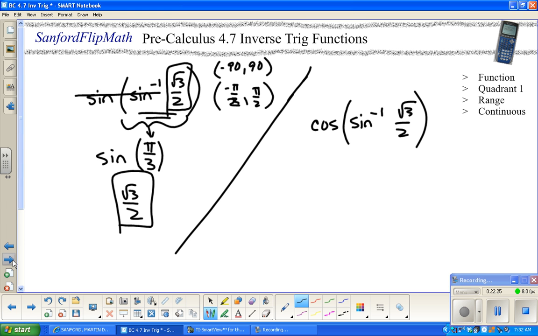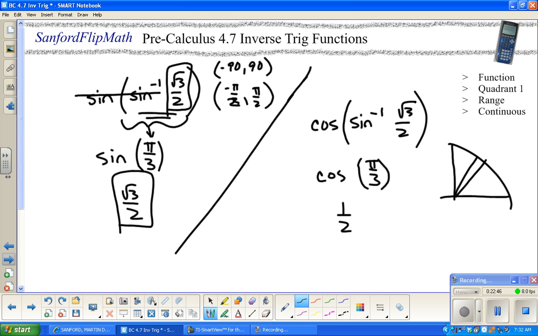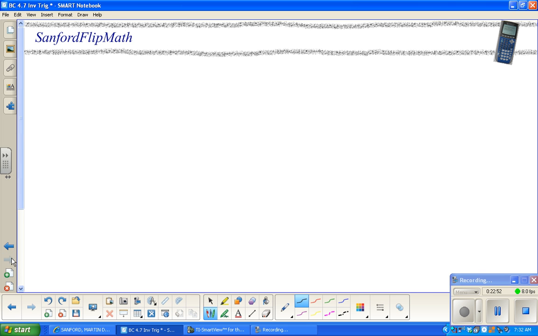Then we'll do one more problem after this, and it's going to be a little different than that. Okay, so inverse sine of square root of 3 over 2, we just said was pi over 3. Cosine of pi over 3 is actually 1/2. And again, you can go back to the unit circle and build all of the ordered pairs and stuff, and I don't want to take the time to do that, but you can work with that.